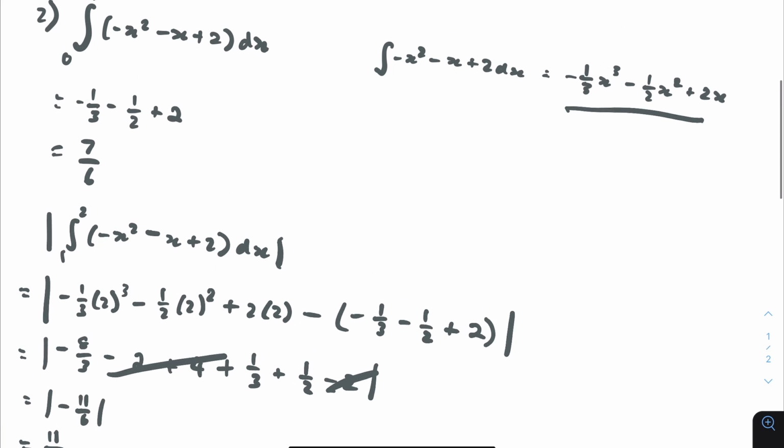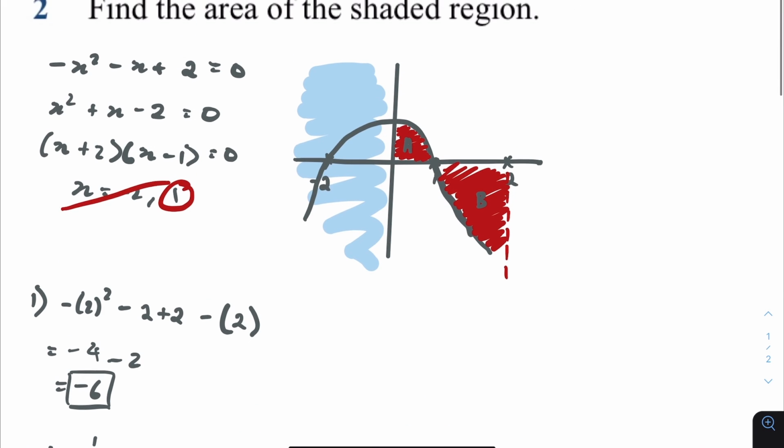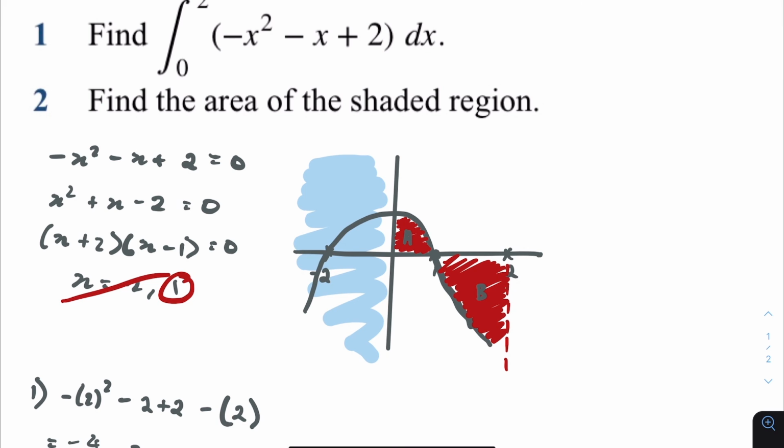Now we just add the two areas up. So 11 over 6 plus 7 over 6 gives us 18 over 6, which is just equal to 3. So the answer is 3 units squared. The area over here, this area of A and B, is equal to 3 units squared. And that's our final answer.